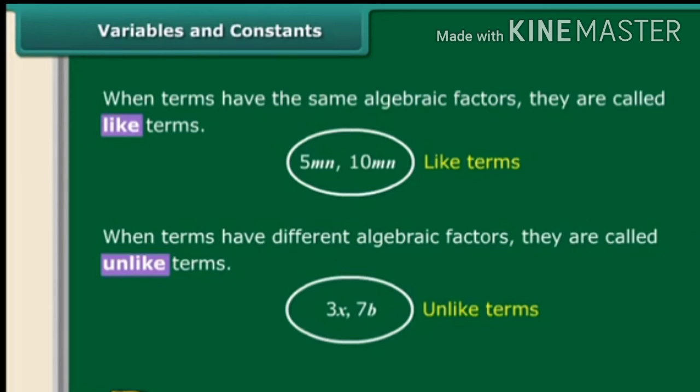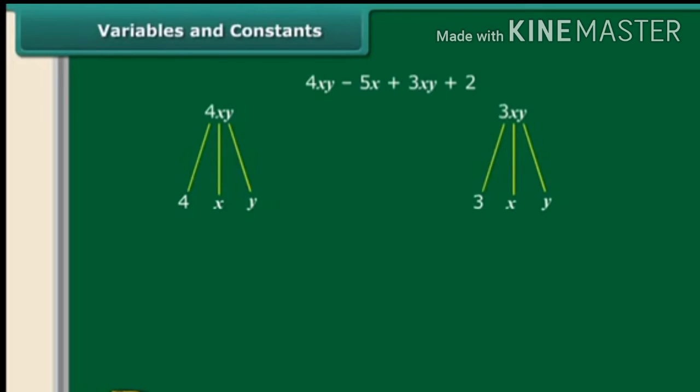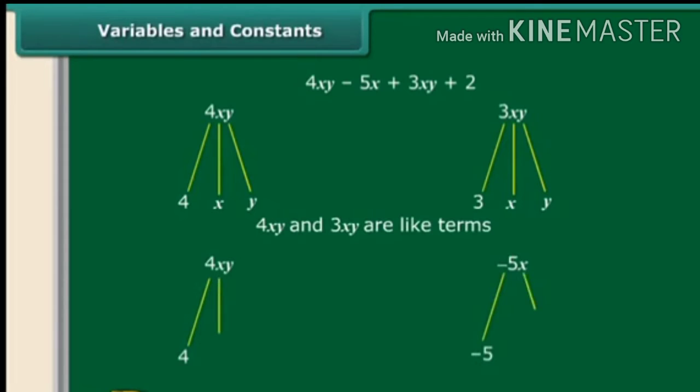We have an expression 4xy minus 5x plus 3xy plus 2. Now, look at the terms 4xy and 3xy. The factors of 4xy are 4, x and y. Likewise, the factors of 3xy are 3, x and y. So both the terms have the same algebraic factors, which means 4xy and 3xy are like terms. On the other hand, the terms 4xy and minus 5x have different algebraic factors. So, they are unlike terms.